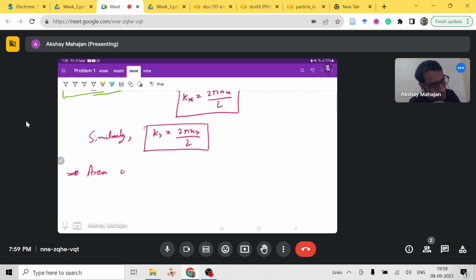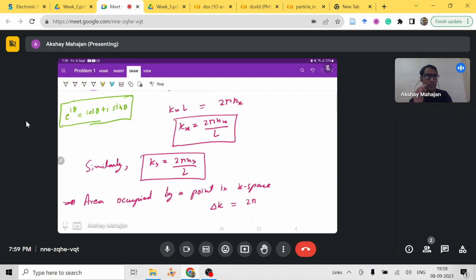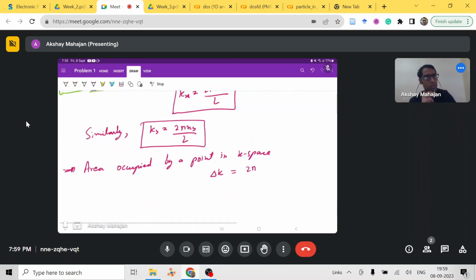Now the area occupied by a point in k space, which I define by delta k, will be equal to, since each of them has the same description as we have seen in the lecture for the 3D case, same goes with the 2D. So it will be 2 pi by L times 2 pi by L, a square of 2 pi by L, whole square. So that gives us 4 pi square by L square.